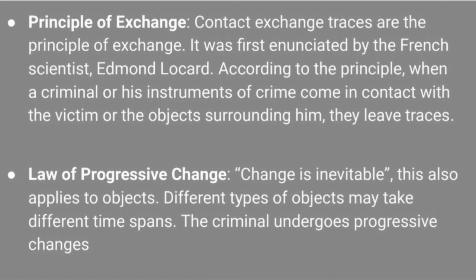The next is the law of progressive change. Change is inevitable. This also applies to objects. Different types of objects may take different time spans. The criminal undergoes progressive change. This law states that everything in this world is impermanent and changing, which means that with the passage of time things will undergo some changes and the difference can be sensed in its physical state, appearance and chemical state also.